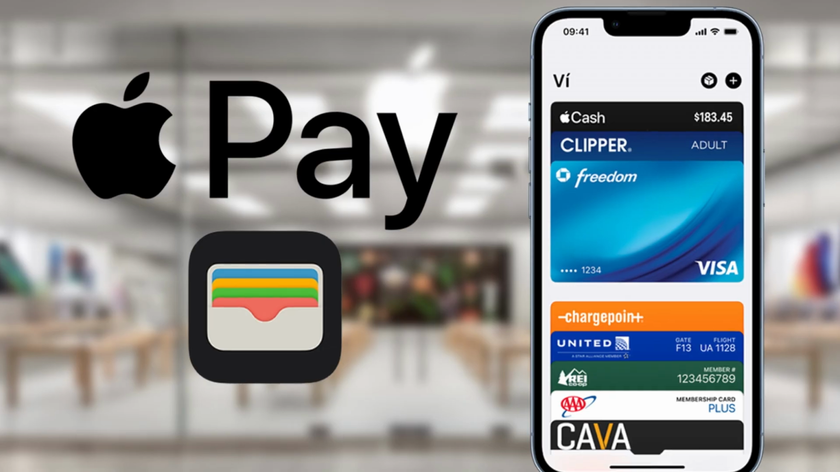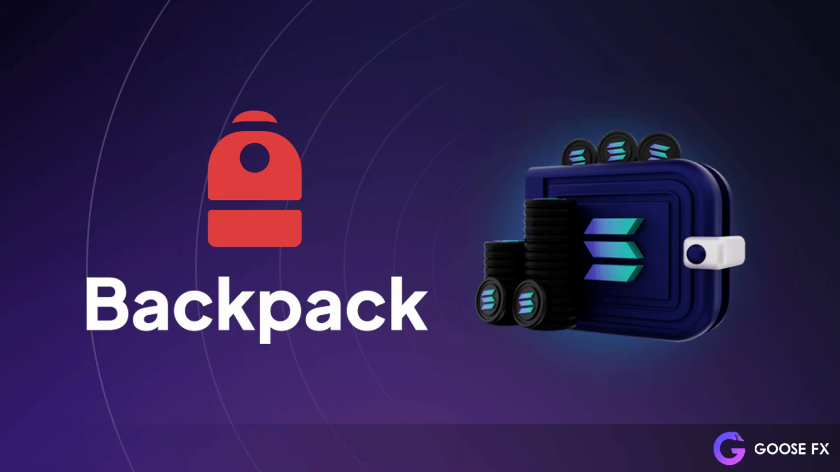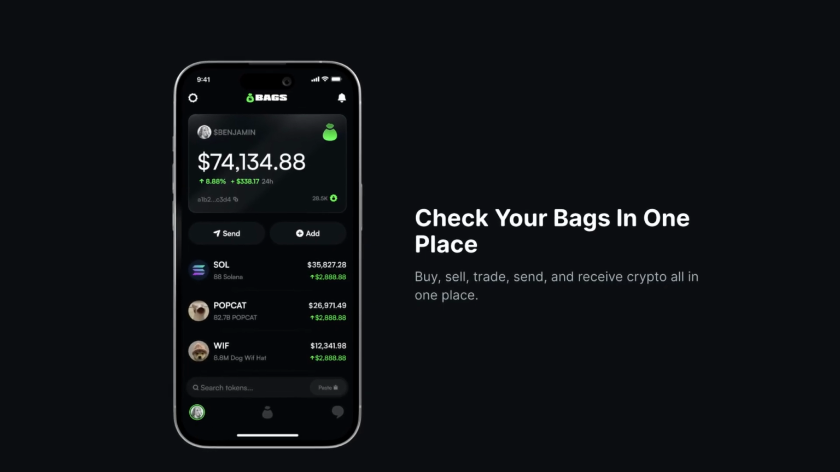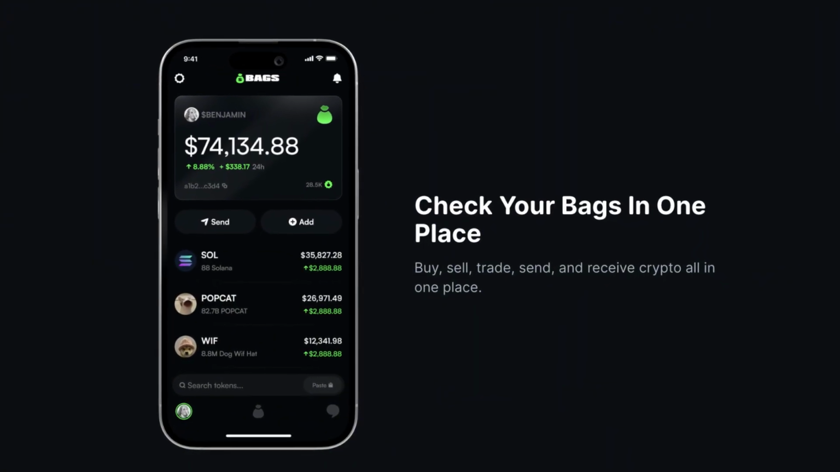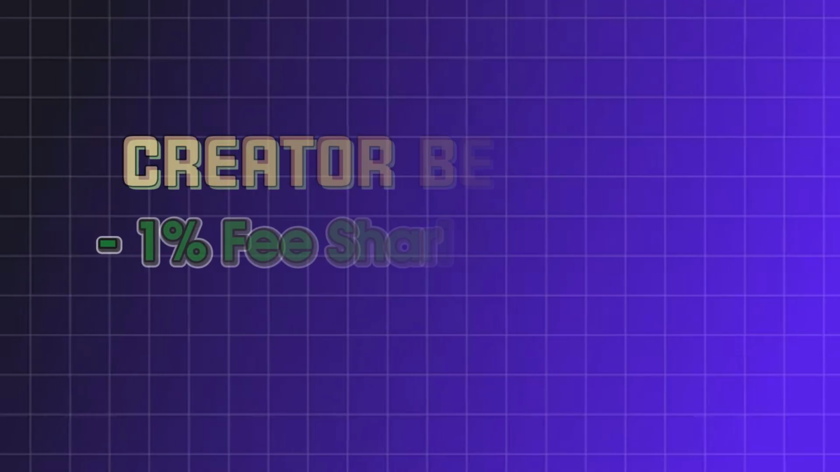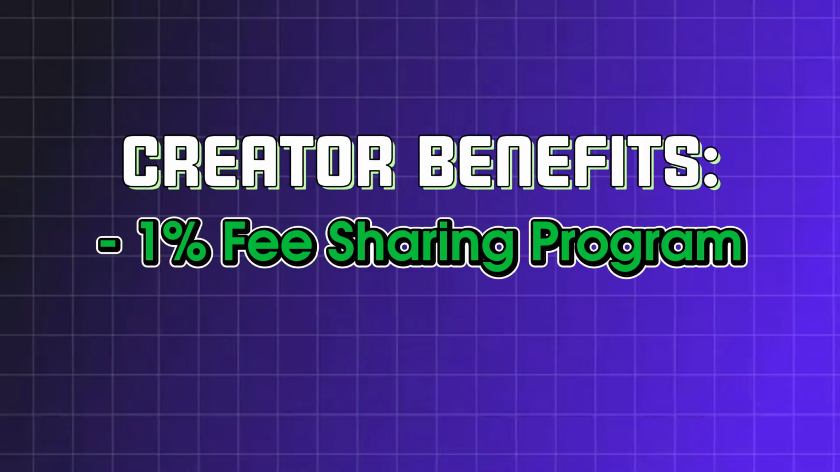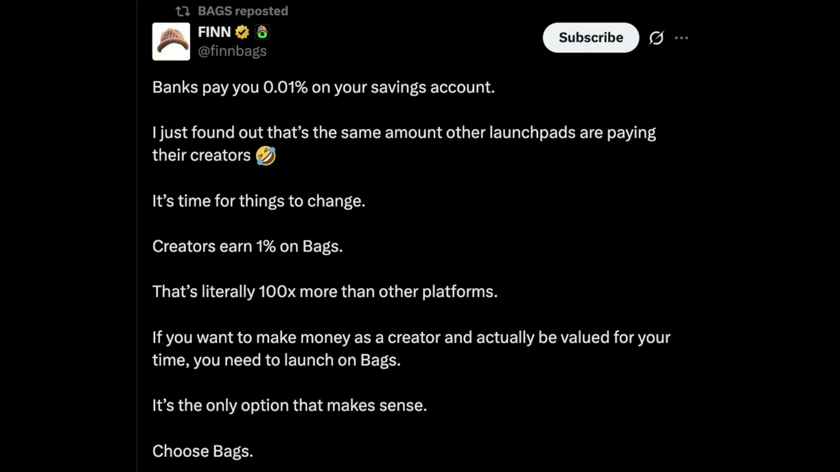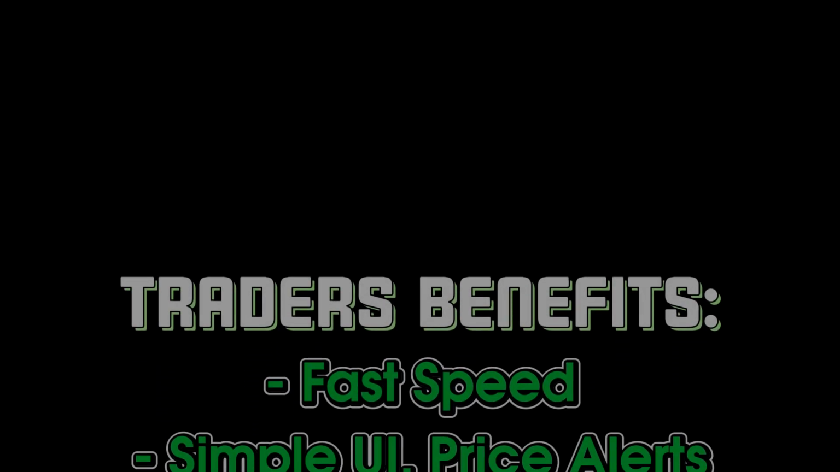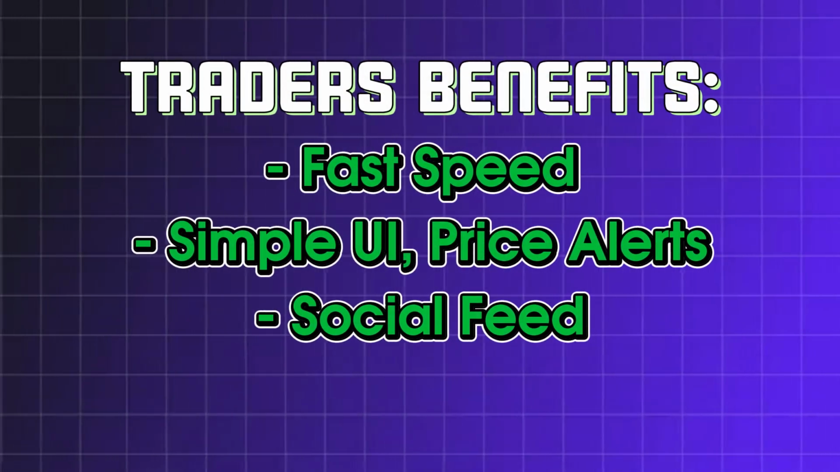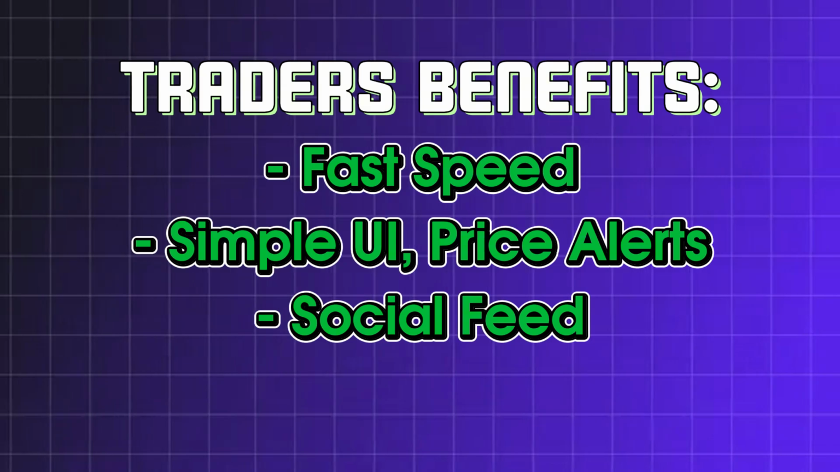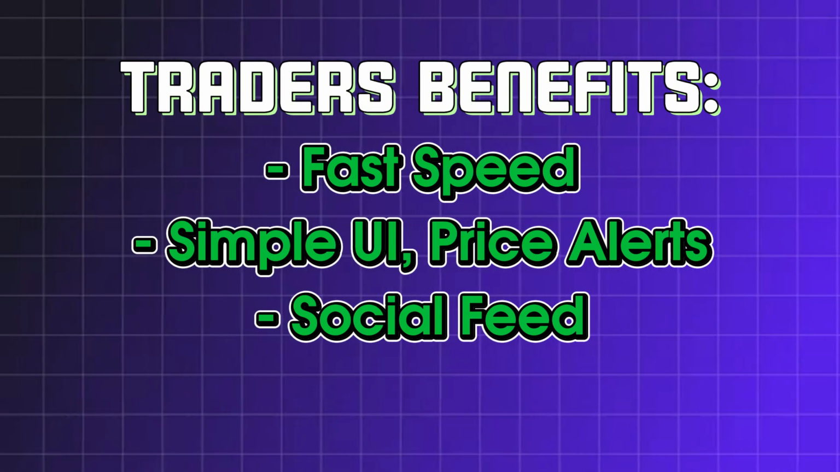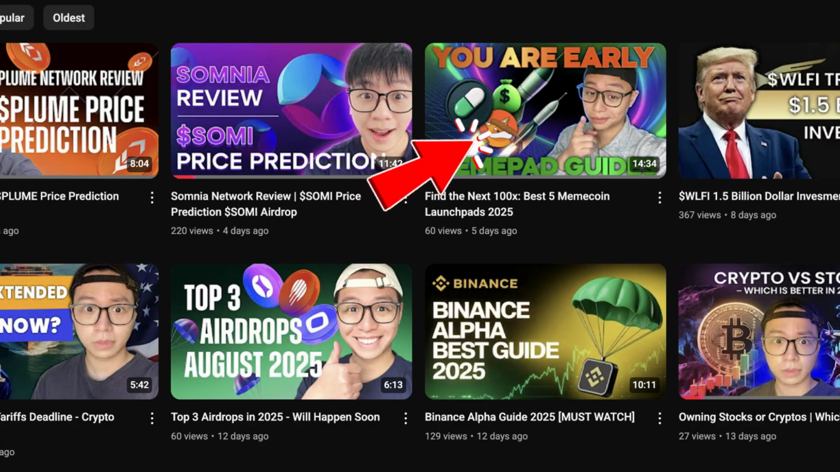You can deposit through familiar on-ramps or a Solana wallet, then trade directly inside the app instead of bouncing between websites and bots. For the creators, there's an emphasis on creator-first launches and fee sharing, which is why you will see a lot of influencer-driven drops surface here. For the traders, the unique selling point is speed, simple UI, price alerts, and a feed that helps you spot momentum early. For a more detailed breakdown of this feature, go to this video on the right.